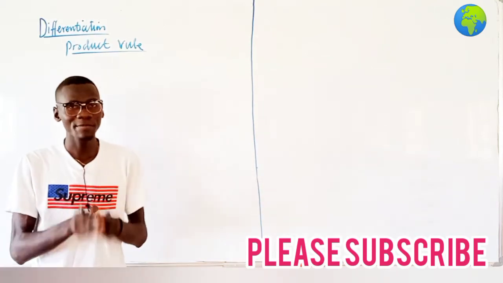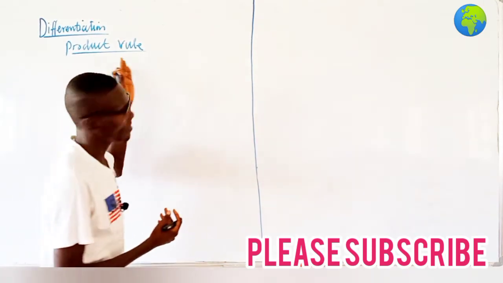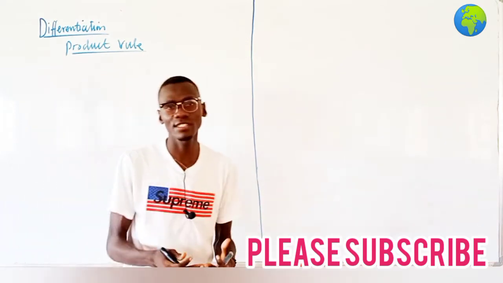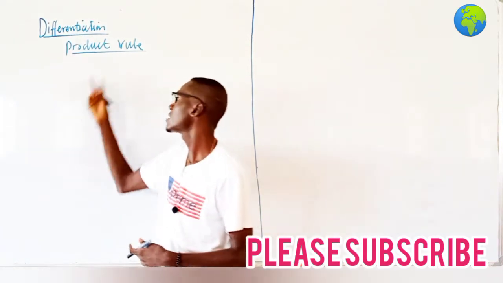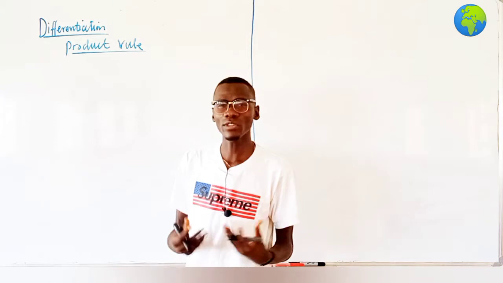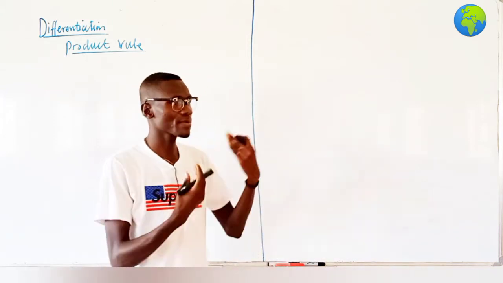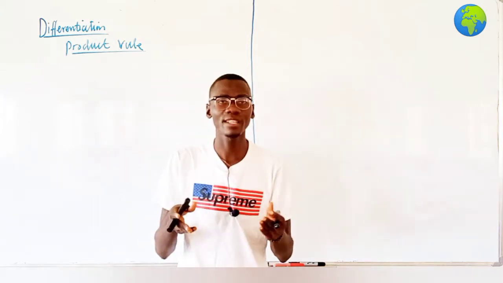Hi viewers, as promised, we have reached the point of talking about the rules for differentiation. The first one we'll be talking about is the product rule. So we all know what product means, right? When we say product, it means two things are multiplying themselves, right?